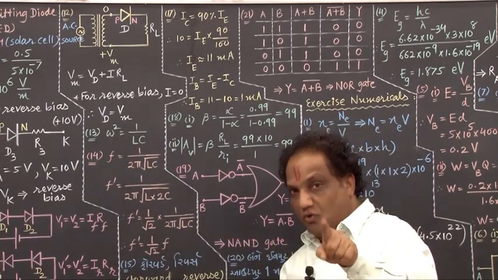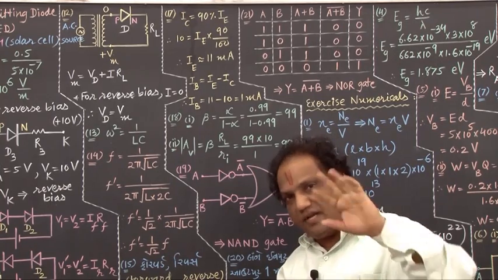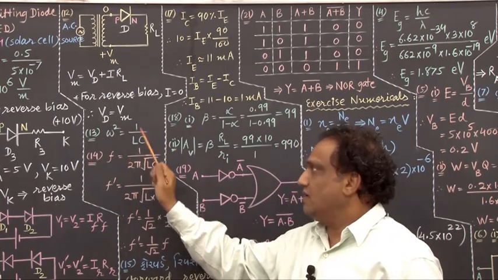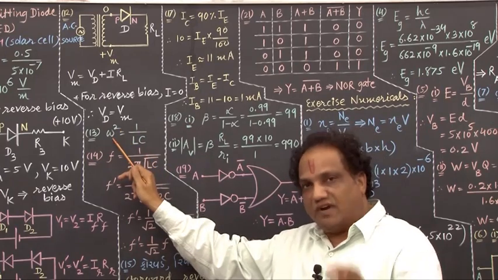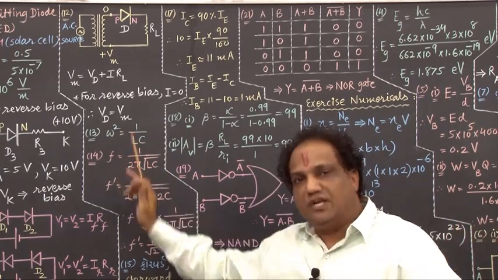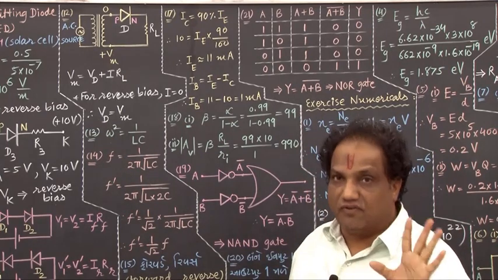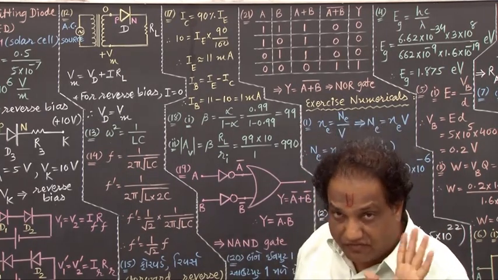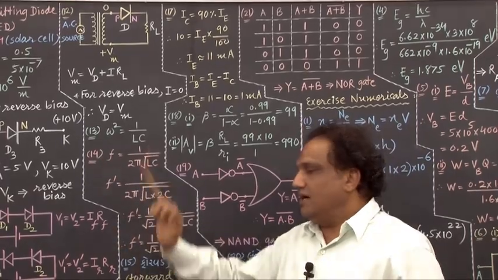What was the formula for omega? It was 1 upon under root LC. Take the square, you will get omega square equals 1 upon LC. Using this we can find out omega. Using the omega value we can find out the frequency value, correct? It is also called resonant frequency. What is it called? Resonant frequency. Fine. Then read number 14 now.